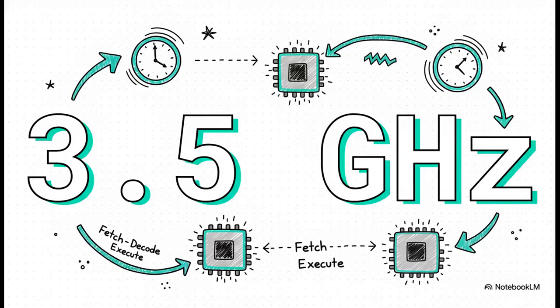First up, clock speed. You always hear numbers like 3.5 gigahertz. What does that actually mean? It means the processor's internal clock is ticking 3.5 billion times a second. And each one of those ticks helps push the Fetch-Decode-Execute cycle forward. So yeah, a higher number here means a faster heartbeat and a CPU that can just blaze through instructions.